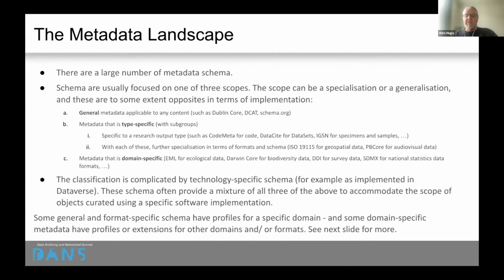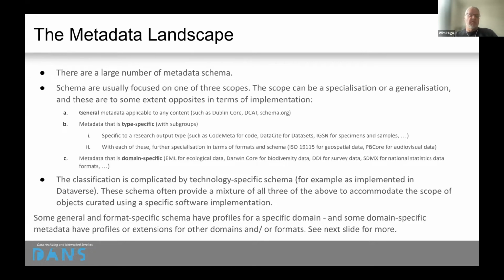So the metadata landscape, as most of you here know very well, is complicated. There is a large number of schema. And to my mind, at least, they usually focus on one of three types of scope. The one is very general, so it's applicable to any kind of content, such as Dublin Core and so on. Or it can be type specific, and there are probably two subgroups there. There is metadata that is specific to a certain kind of research output type, such as CodeMeta for code, or DataCite for datasets, and IGSN for specimens and samples and so on. And then there are also formats and schema that have to do with a type of output that we're looking at, such as ISO 19115 for geospatial data and so on. So these are type-specific metadata schema.